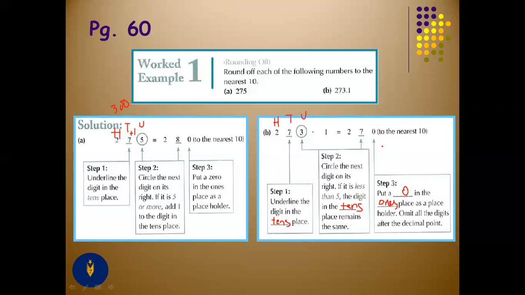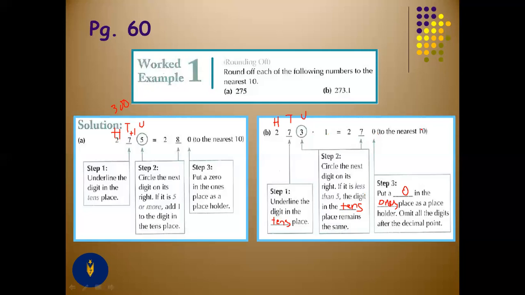I have told you this with the help of number line that 273.1 is rounded down to 270 to the nearest 10. Okay, so I hope so यहाँ तक आप लोगों को समझ में आया होगा. If you have any query, you may comment your query anytime. I will try to respond to them as soon as possible.